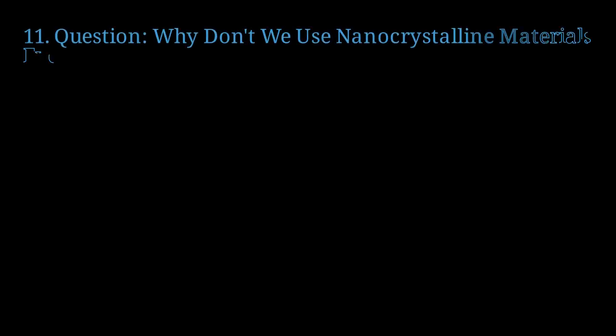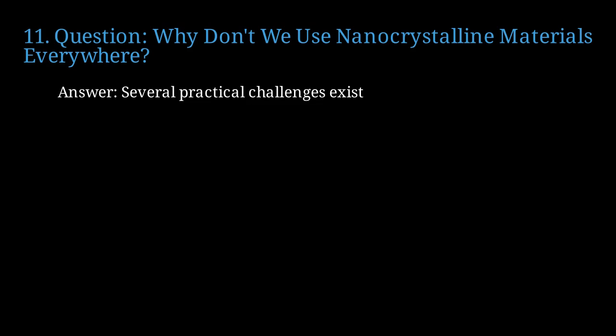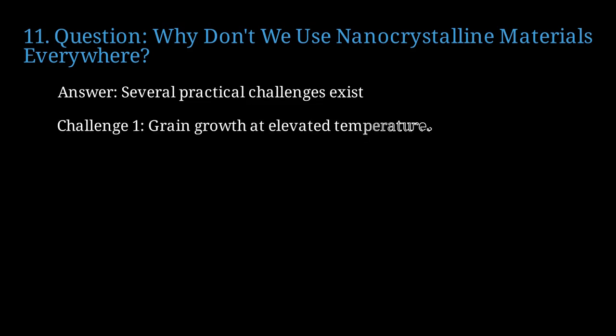This raises an important practical question. If nanocrystalline materials are so strong, why don't we use them everywhere? The answer involves several practical challenges that limit widespread application. First, nanocrystalline materials are thermodynamically unstable. At elevated temperatures, grains grow rapidly, losing the strength advantage.